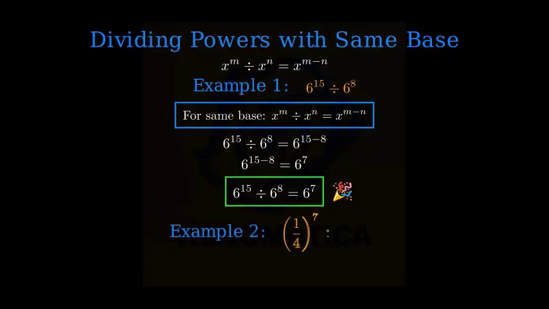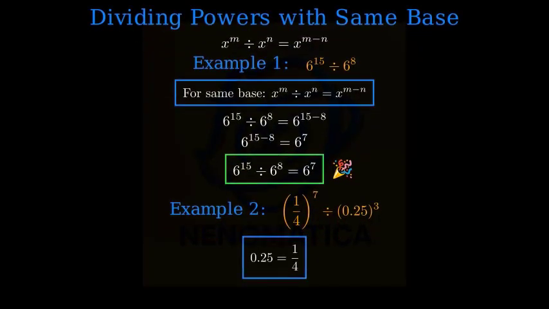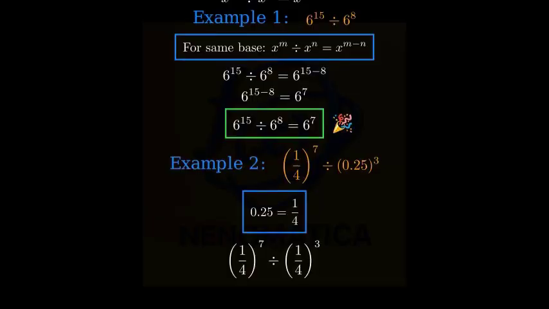Now, let's try a slightly more complicated example. We need to calculate 1/4 raised to the power of 7 divided by 0.25 raised to the power of 3. First, we need to make sure our bases are the same before we can apply the quotient rule. We know that 0.25 equals 1/4. So let's rewrite our expression. Now we have 1/4 raised to the power of 7 divided by 1/4 raised to the power of 3.